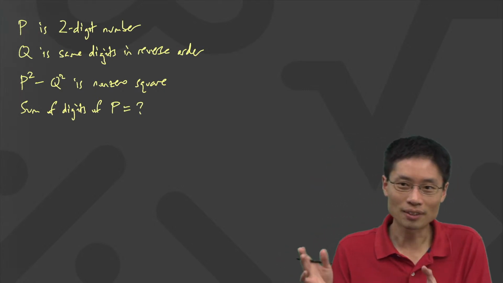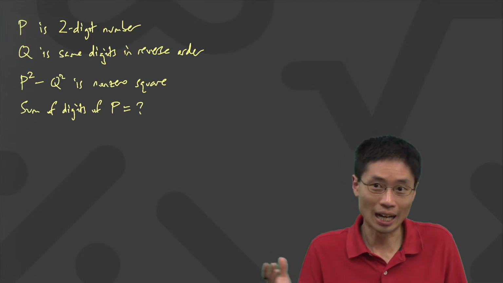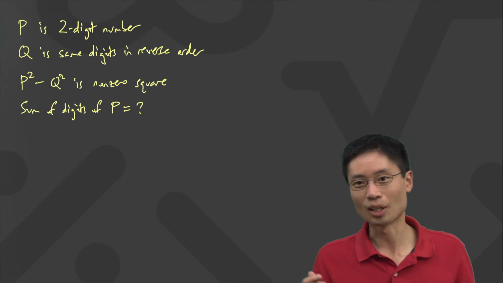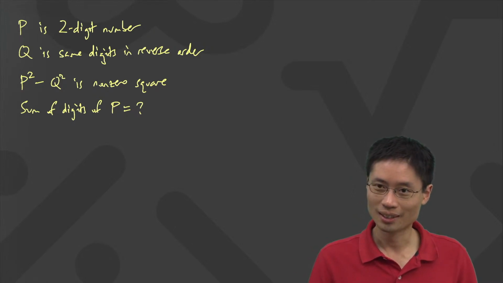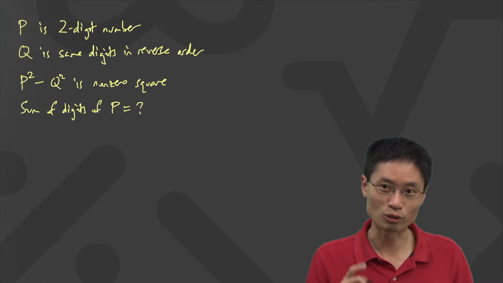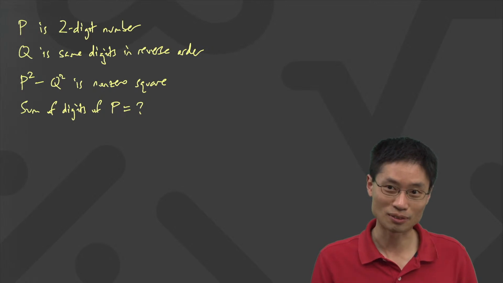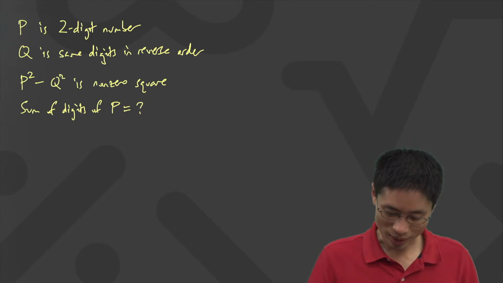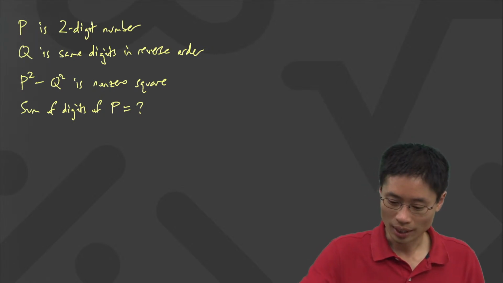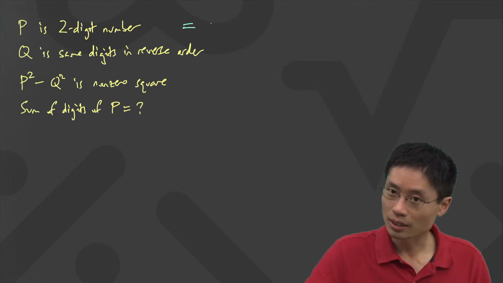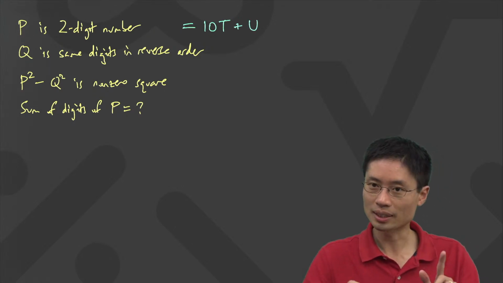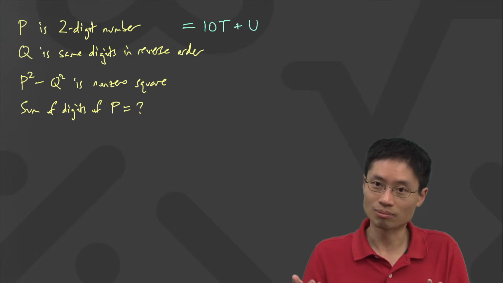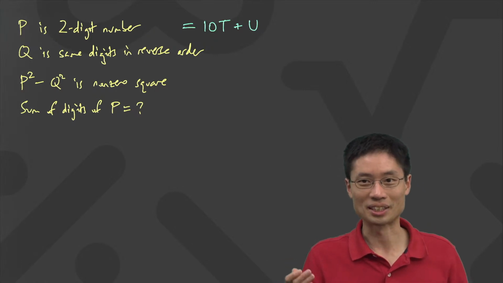Okay, so whenever I see something like this with 2 digits, I think I need some variables. I always like to use t for tens and u for units. I don't like to say t for tens and o for ones because o is a really lousy variable. So p as a 2-digit number is tu, but t is the tens digit, so that's 10t plus u. Did that make sense? The tens digit times 10, that's the number of tens, plus the units digit, that's p.